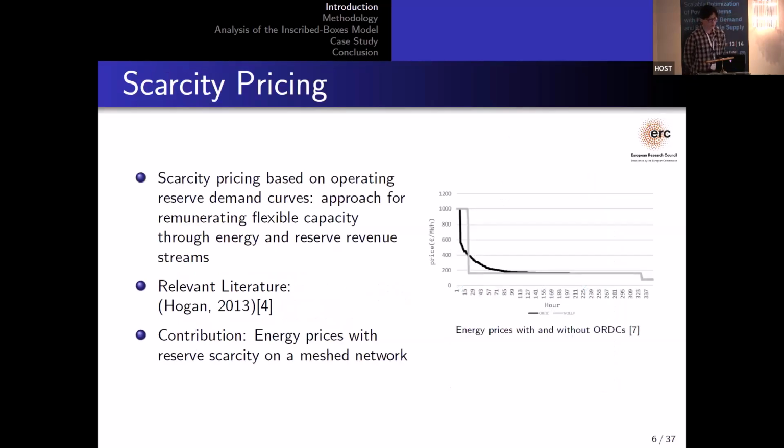The next concept is scarcity pricing, which is based on operating reserve demand curves, or in short, ORDCs. It's an approach for remunerating flexible capacity through energy and reserve revenue streams. One of the pioneers, of course, was Professor Hogan, and our contribution to his work is our energy prices with reserve scarcity on a meshed network.